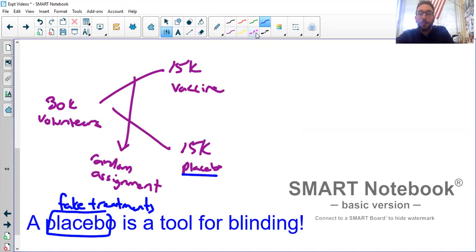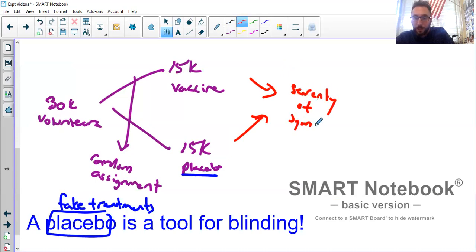Now, why do we care about that, right? Why do we want to blind? Why do we want to make sure our volunteers are unaware how the treatments were assigned? Well, maybe we're trying to look at the severity of the COVID symptoms. I want all of these people to ideally behave in the same exact way.